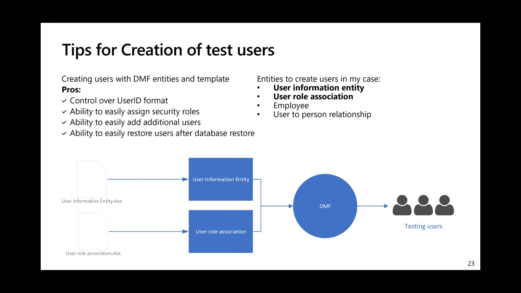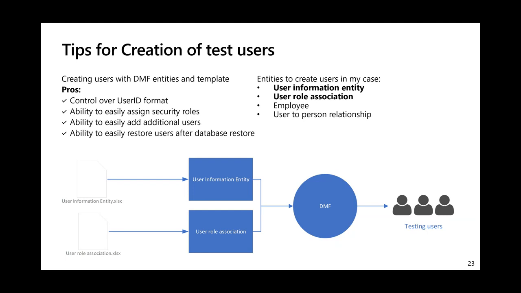And these are the tips for the creation of test users. The Perf SDK actually provides a program to create testing users, but I would suggest you create your own testing users by DMF. In this case, I created more than 5,000 users in the system. Therefore, the user information entity has been used to create a new user in the user table. You can specify your own user ID and email address format, and it's easy for you to re-add any missing user. And then there is the user role association entity.